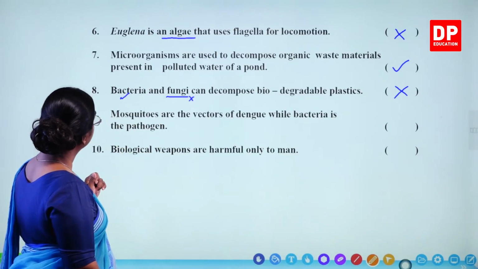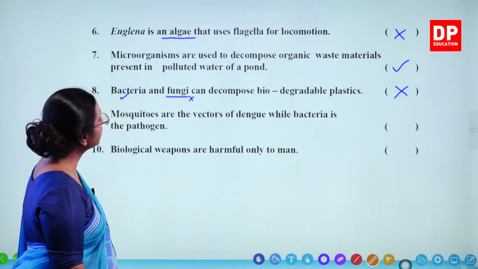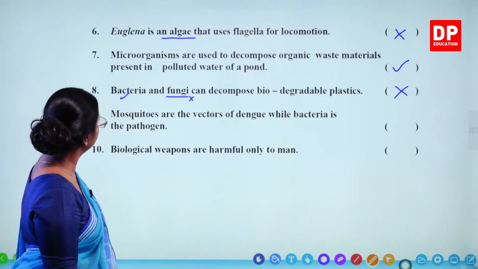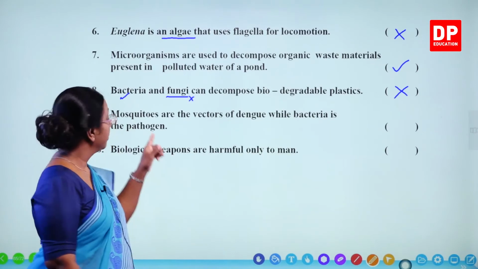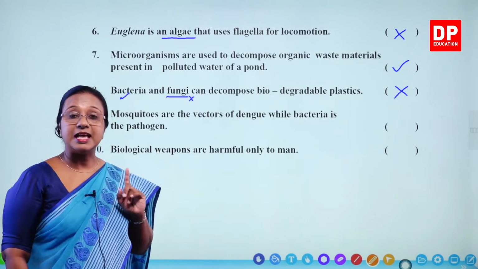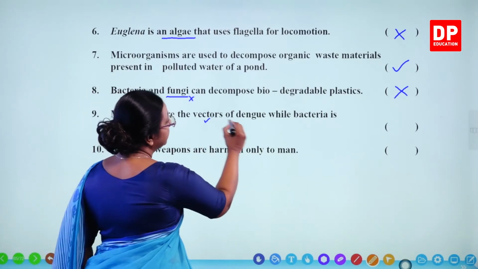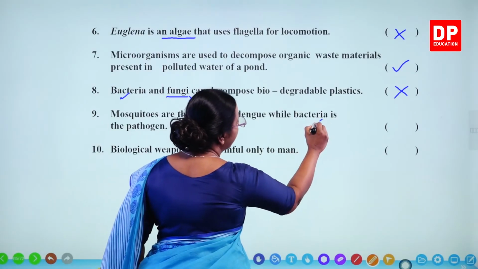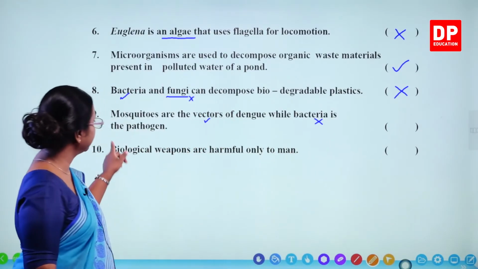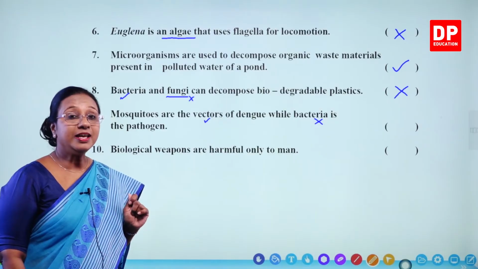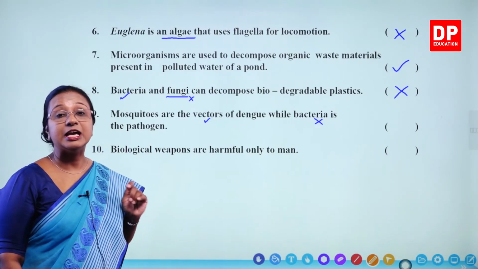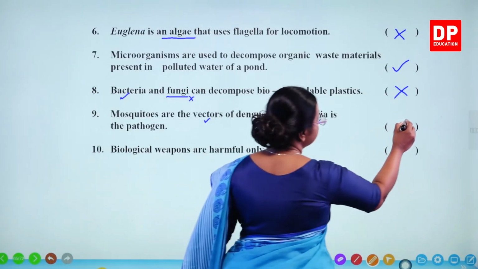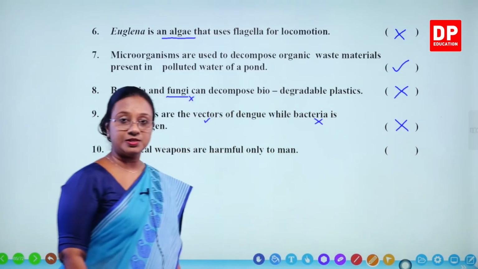Then the ninth one. Mosquitoes are the vectors of dengue while bacteria is the pathogen. Mosquitoes are the vectors, that is correct. But this part, where bacteria is a pathogen, is wrong. Why? It is the virus that is the pathogen, dengue virus. So, this statement is also false.